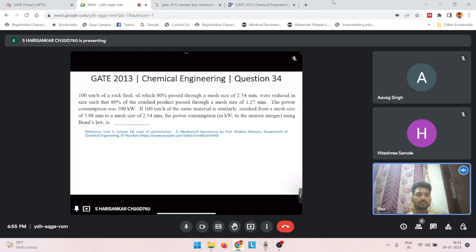This is a question from size reduction laws in mechanical operations, and the NPTEL lectures can be found in Unit 3, Lecture 14, Laws of Comminution, Mechanical Operations by Professor Shabina Khanam, Department of Chemical Engineering, IIT Roorkee.